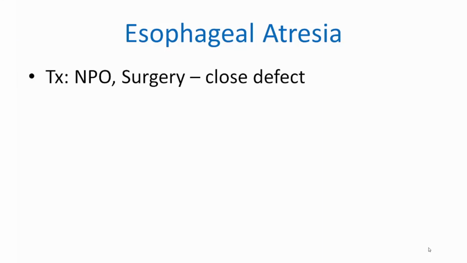The first step in management of esophageal atresia is ensuring nothing by mouth, abbreviated commonly as NPO. As esophageal atresia is a surgical diagnosis, definitive treatment involves esophageal reconstruction with a primary repair reconnecting the ends of the esophagus. We place a temporary tube for patency and later remove it.